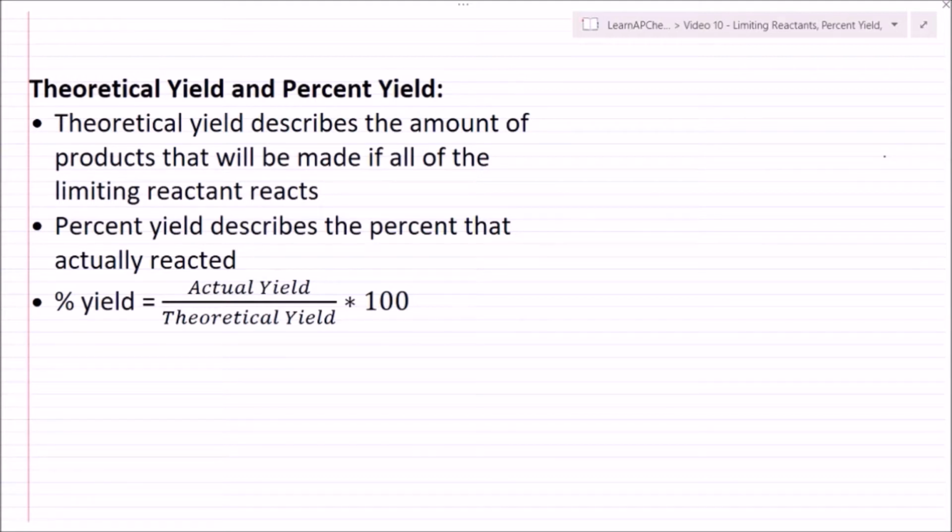However, in the real world, this almost never happens. And so a better estimate is what's called percent yield. Percent yield describes the percent that actually reacted. So our percent yield is equal to our actual yield over our theoretical yield times 100. And percent yield is just describing what percent of our reactants have actually reacted.